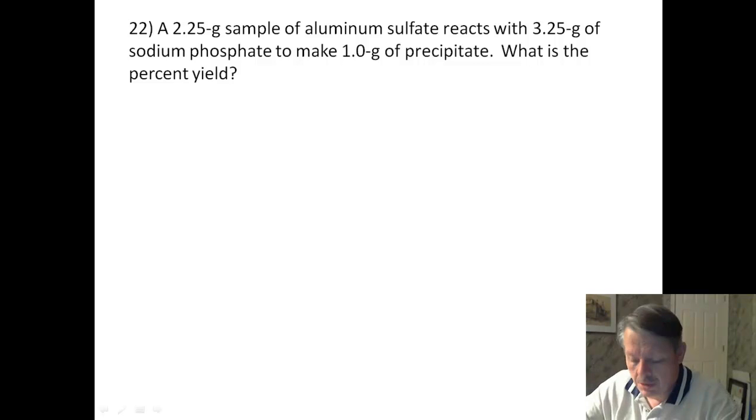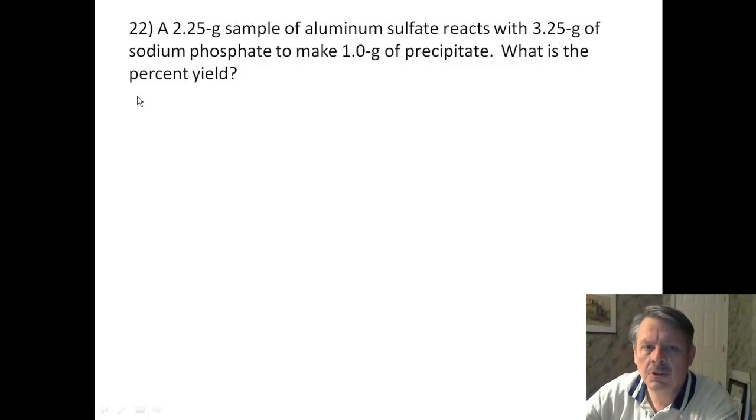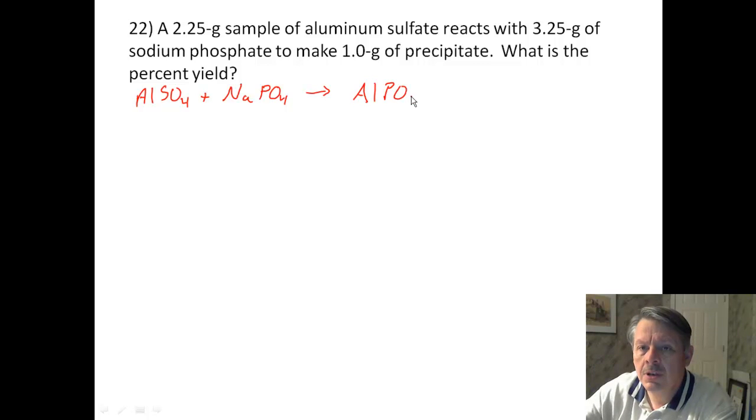Okay, last one. We have a 2.25 gram sample of aluminum sulfate. Ooh, yuck. Aluminum sulfate, Al2(SO4)3, reacts with sodium phosphate, another yuck, Na3PO4, to make some 1 gram of precipitate. Well, what's going to happen? Well, clearly this is going to be a double replacement reaction, aluminum phosphate and sodium sulfate.